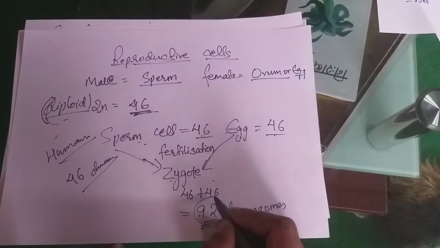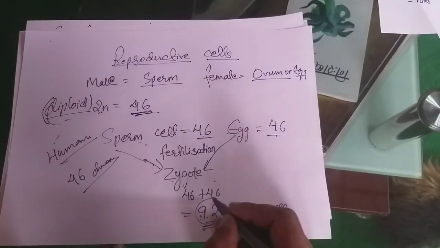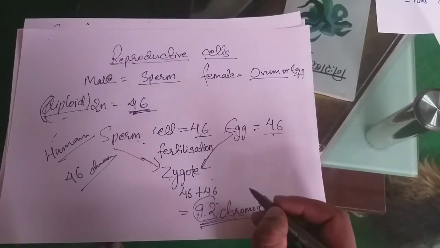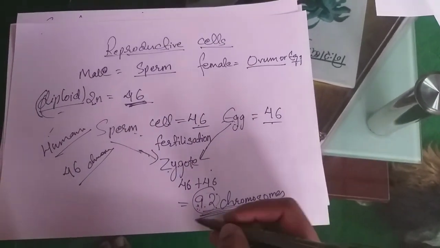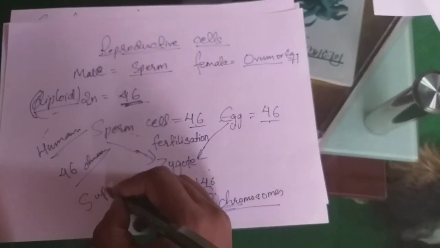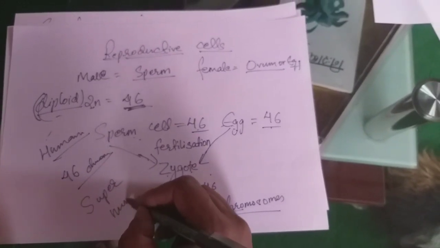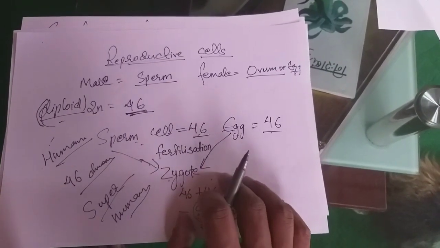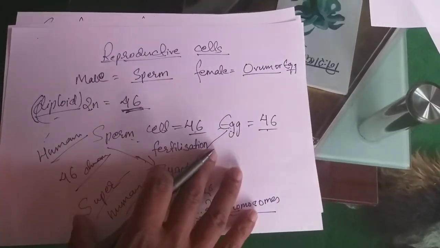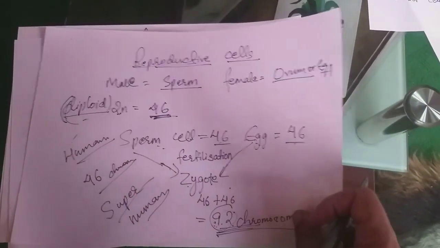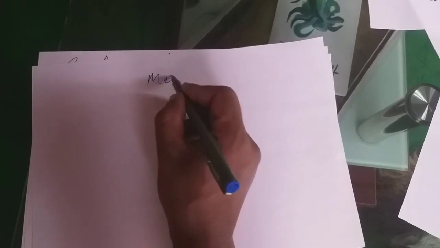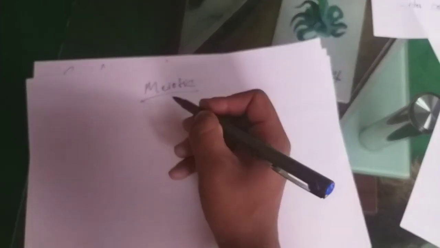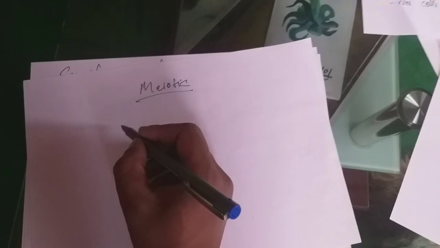If a baby contains 92 chromosomes in his or her cells, then he or she can no longer be termed human, but can be termed superhuman or meta-human or whatever you can call it. But in order to stop this increase of chromosomes, in reproductive cells meiotic cell division occurs, in which the chromosome number is decreased to half.